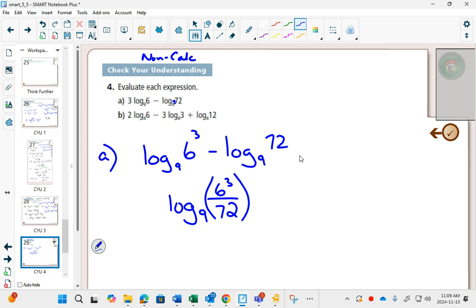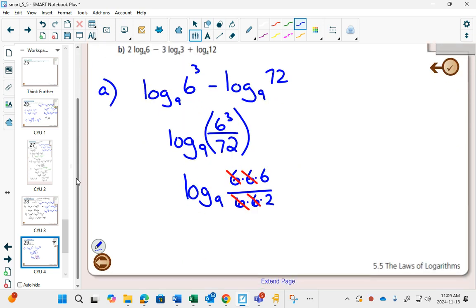Now you have a couple of options here for simplifying this. You could actually multiply 6 cubed out and get 216 and have 216 over 72 and put that in lowest terms. I recommend, though, that you factor, like 6 cubed is 6 times 6 times 6, and 72 is 36, which is 6 times 6 times 2. That makes life so much easier if you can factor it and simplify. And then we're just left with 6 over 2, which gives us log base 9 of 3.